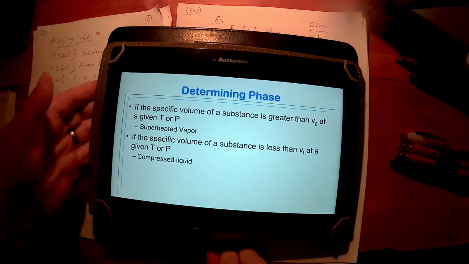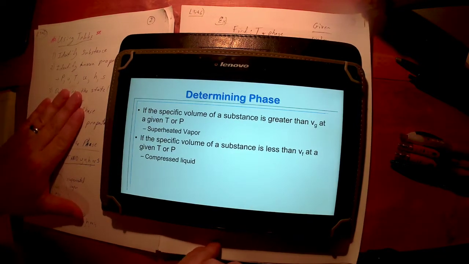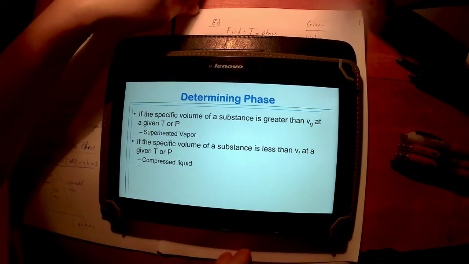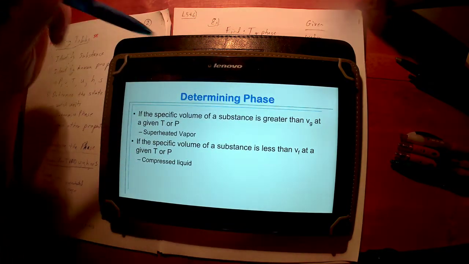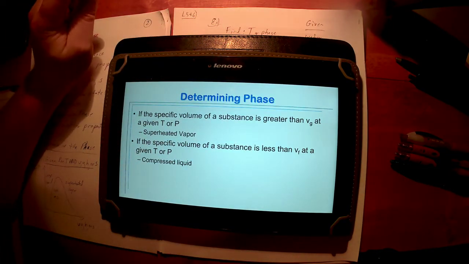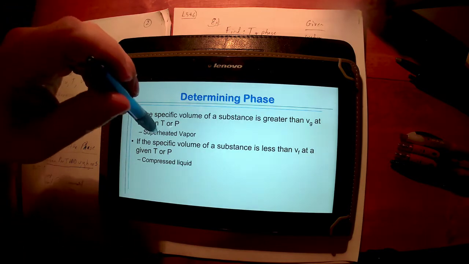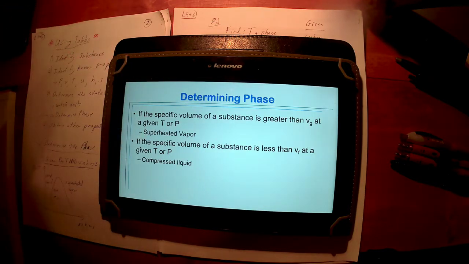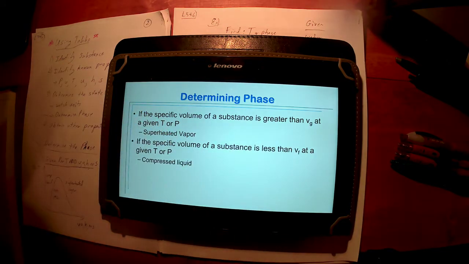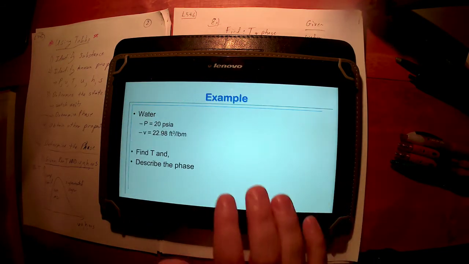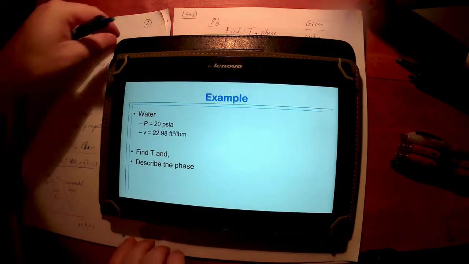So if my given specific volume or U value or H value or S value is greater than the corresponding value for saturated liquid, or sorry, saturated vapor, that puts us in the superheated region. And the same thing for compressed. If it's less than the value for saturated liquid, that puts you in the compressed liquid region. Okay?